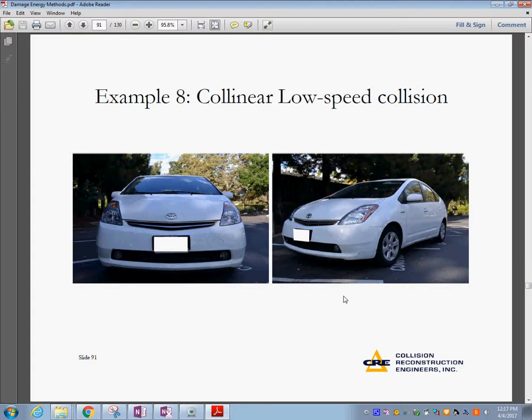This collinear low-speed collision. Low-speed collisions are an interesting phenomenon because people tend to think that you have to have a high-speed collision to get injury, and actually there are low-speed collisions that produce injuries. All right, that's important to know. And remember, a low-speed collision could occur in the elastic range. What does that mean in terms of the energy? It's conserved.